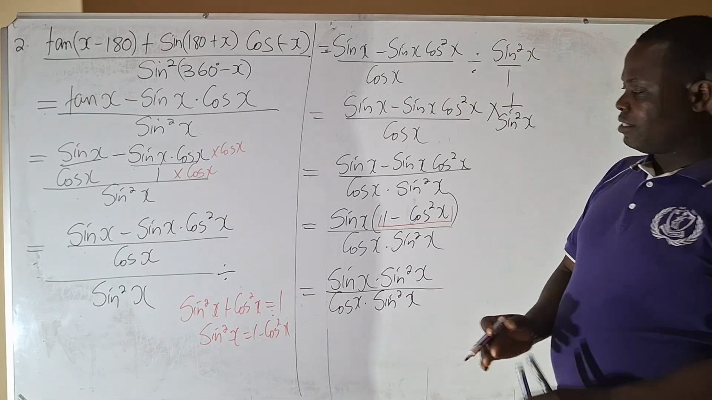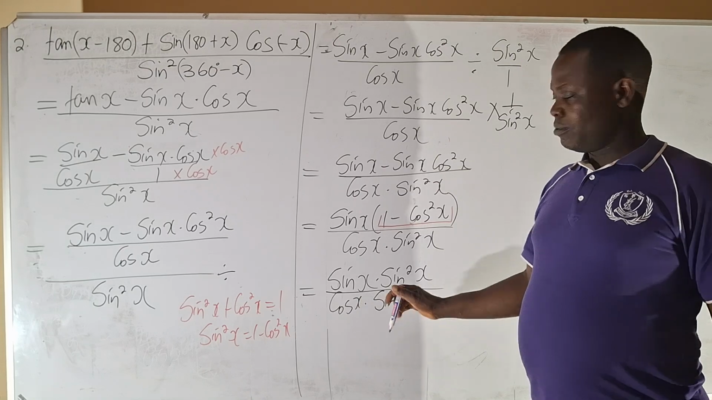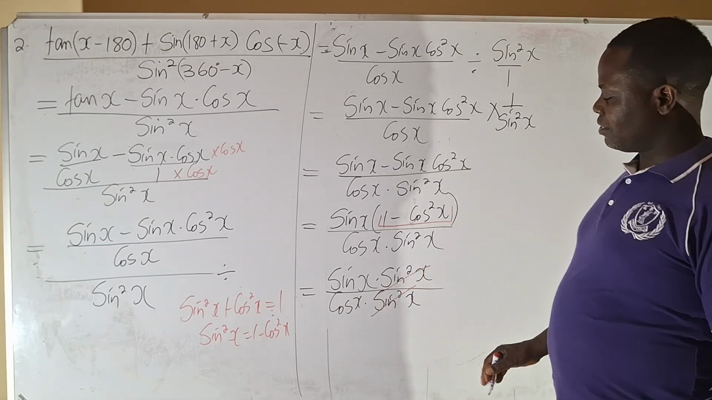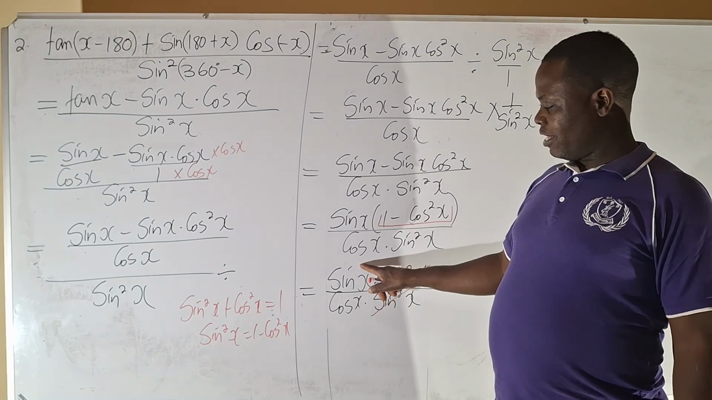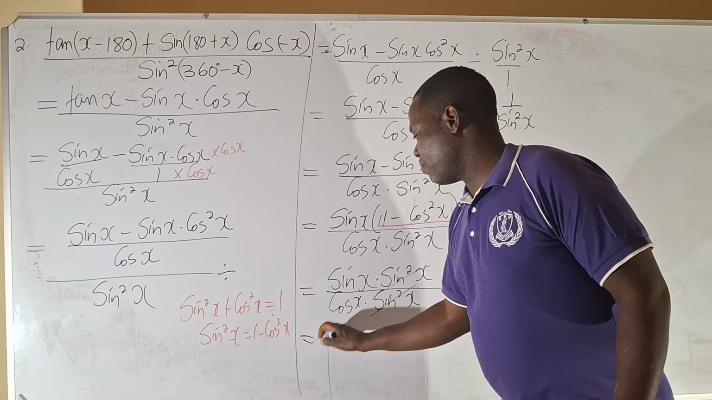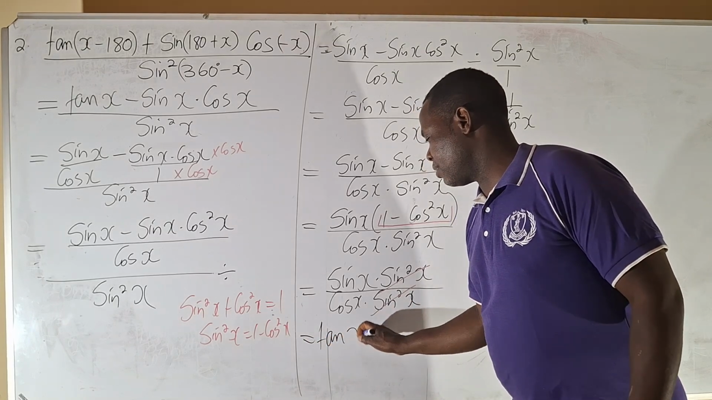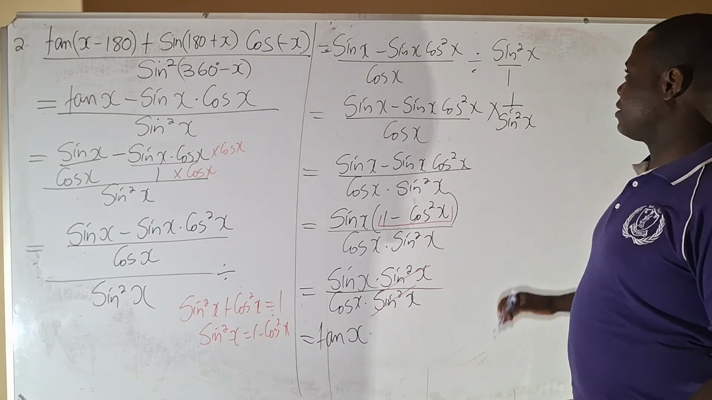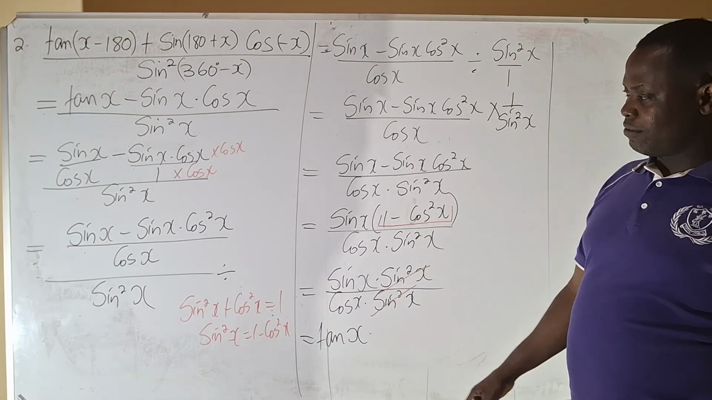Now I can divide because there is no addition, there is no subtraction. So sine squared x over sine squared x cancels. I know something about sine x over cos x. Sine x over cos x is equal to tan x. So that means the answer to this question is equal to tan x. Then my problem is solved.